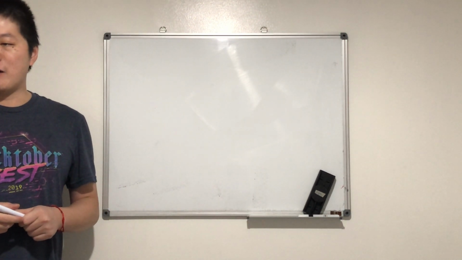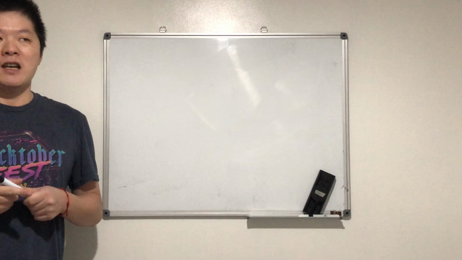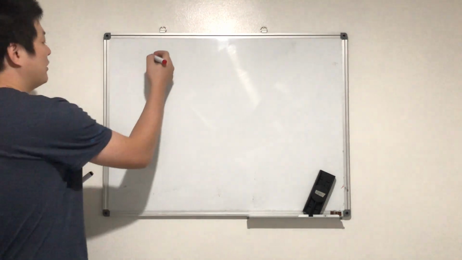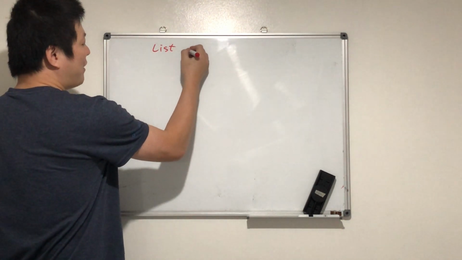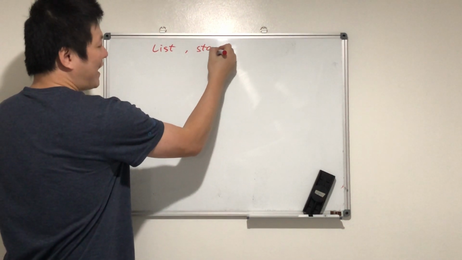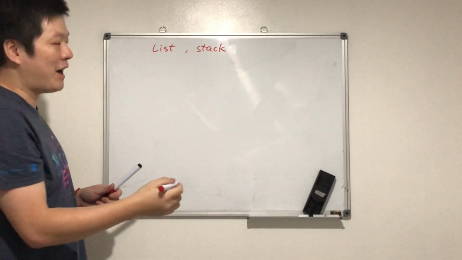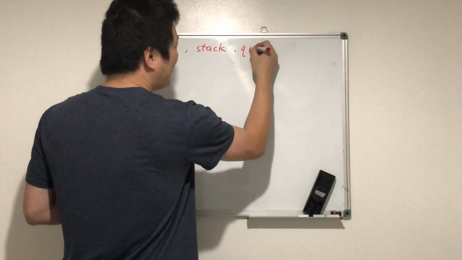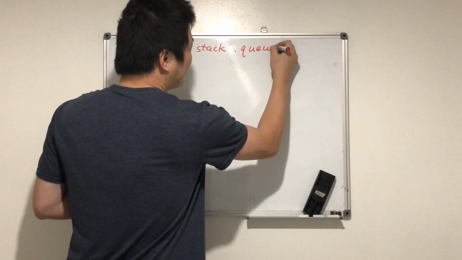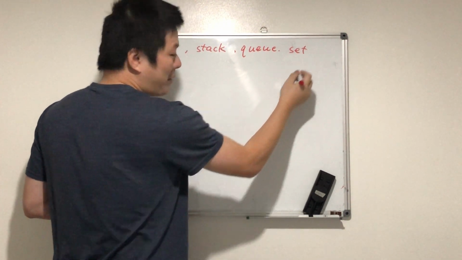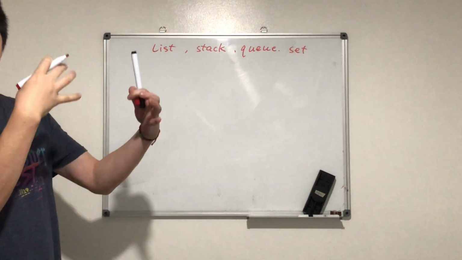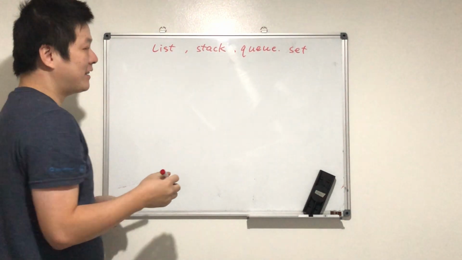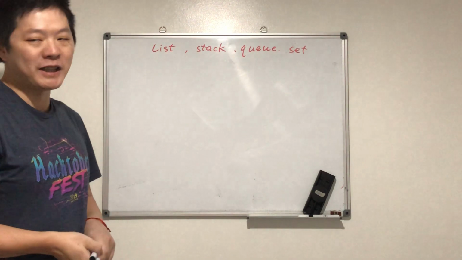Okay, so previously we talked about the list. We have talked about the stack. Remember? And we talked about the queue. Yesterday we talked about the set. Remember the set? The Venn graph, okay? Today we're going to talk about the tree.